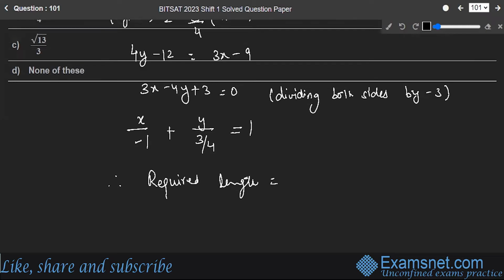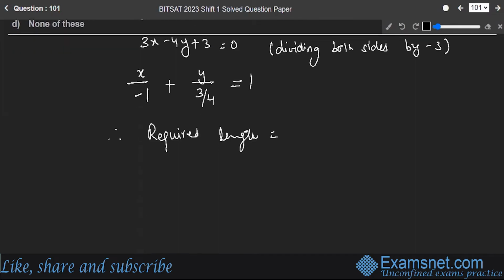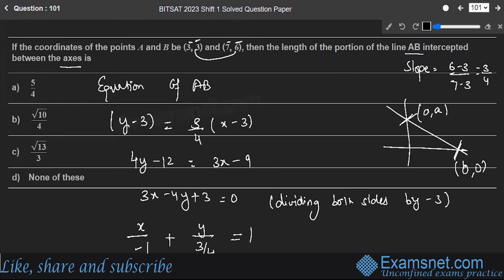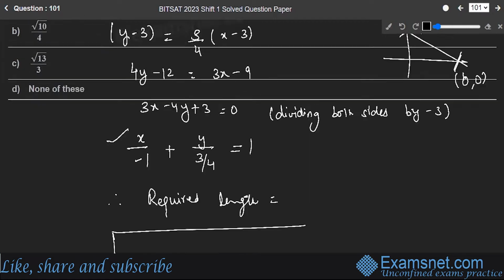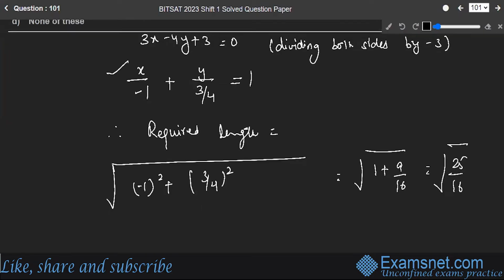You have to find out the length of the portion of AB intercepted between the axes. So these are the axes. So you have to find out the length of AB which is intercepted between the axes. Any point on the axes, this point will be given as 0, comma A, and this point will be given as B, comma 0. So the required length will be given by, I already have the intercept form, so this will be the square root of minus 1 squared plus 3/4 squared, that is 1 plus 9/16. This gives me 25/16, or you have 5/4.